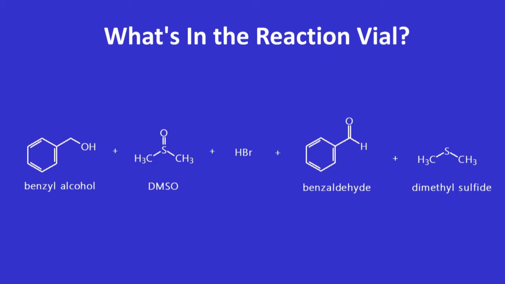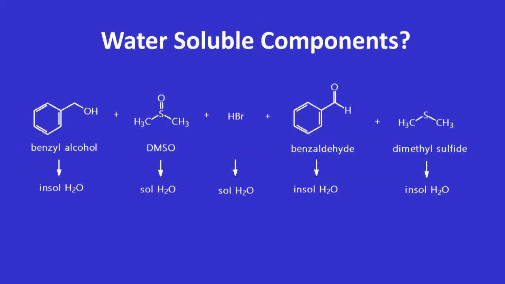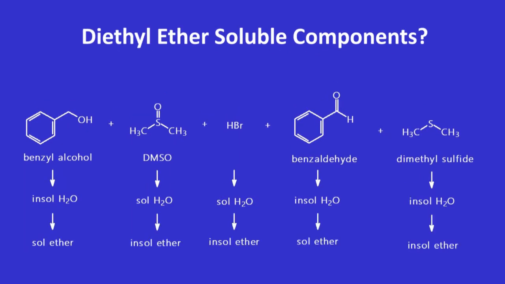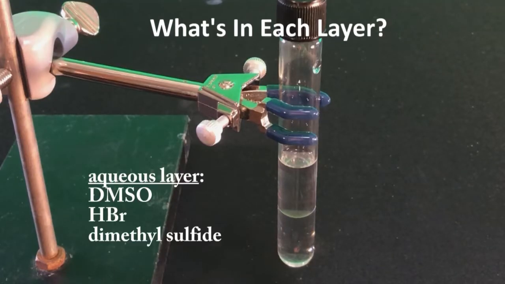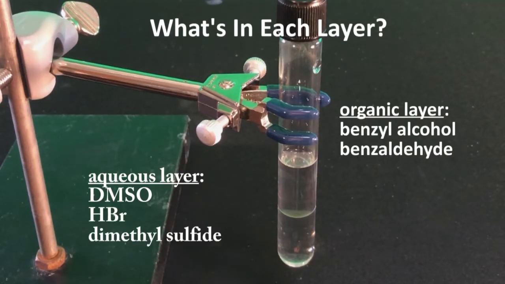Starting material benzyl alcohol will probably be present, hopefully in small amounts. The solvent DMSO will be present. Hydrobromic acid was a catalyst, so it was regenerated. The product benzaldehyde will be present, and byproduct dimethyl sulfide is present. We need to consider how these compounds distribute themselves between water and an organic solvent such as diethyl ether. Which compounds are soluble in water? Which compounds are soluble in diethyl ether? We make use of these differences in solubility to isolate or extract the desired product.